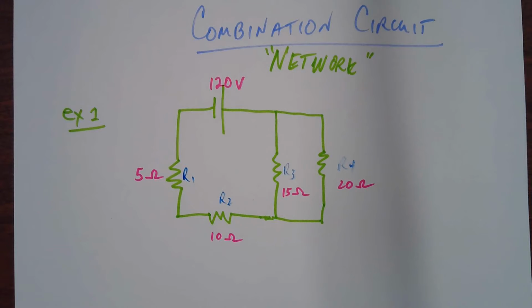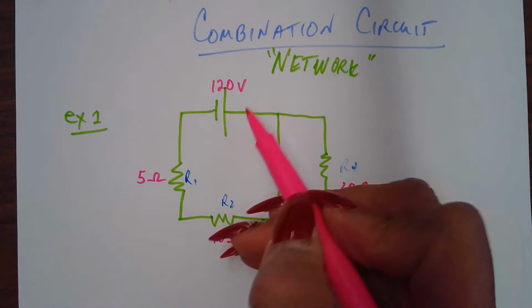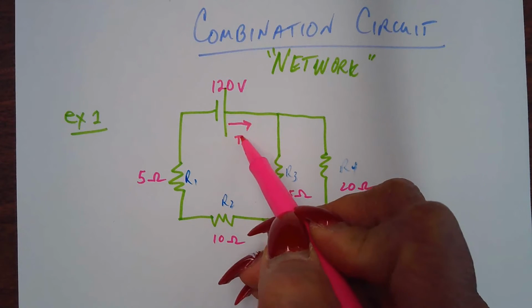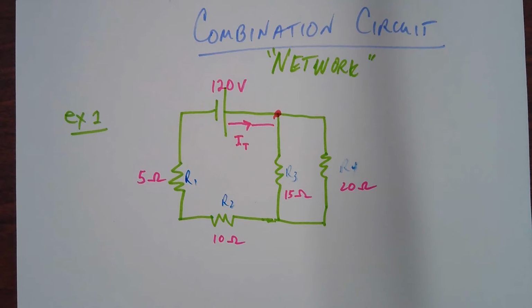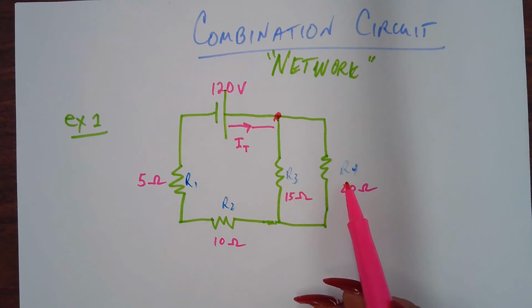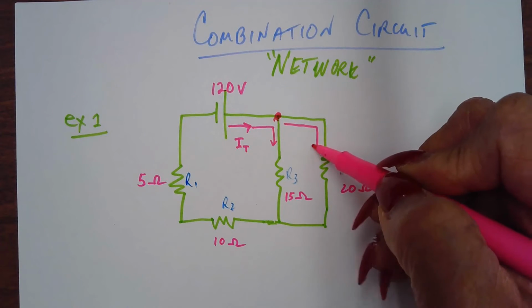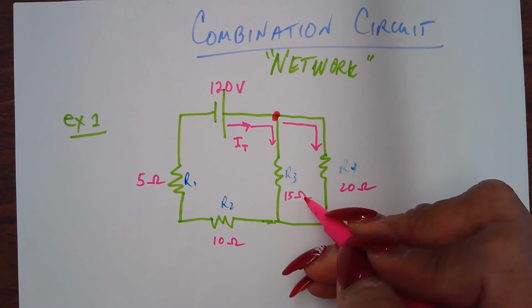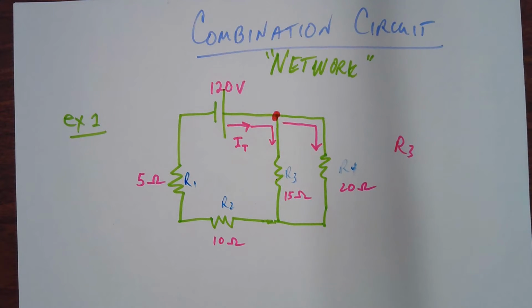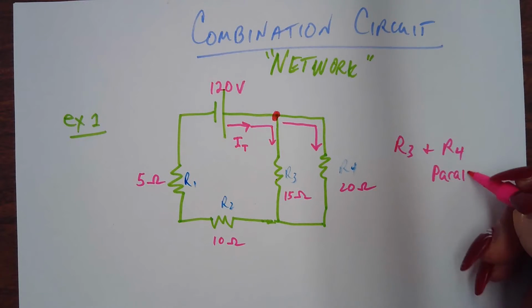When you're analyzing, you look at what's going on here. Current's going to come out of here, so there's your IT, total current. It's going to hit this junction right there. What can we say about R3 and R4? Some of that current's going to go this way, some that way. You have a junction. Are these two in series or in parallel? Parallel. R3 and R4 are in parallel with each other.